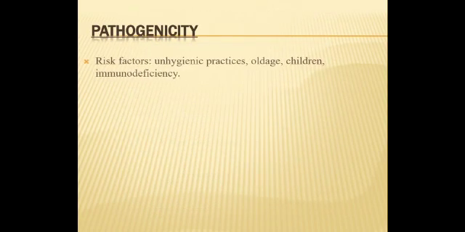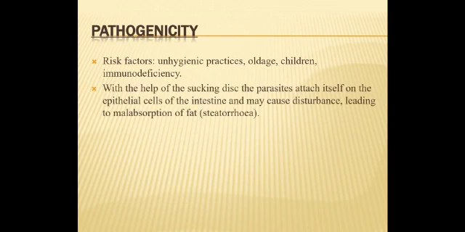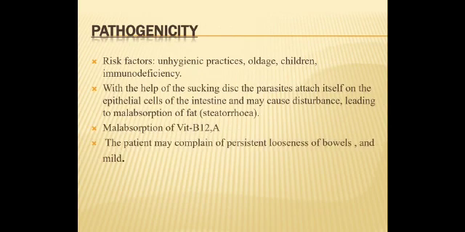Now, pathogenicity. The condition is called giardiasis. The risk factors for getting giardiasis are mainly unhygienic practices, old age and children, and immunodeficiency. With the help of this sucking disc, they attach to the duodenal mucosa and cause malabsorption. Malabsorption of fat is very common. It is called steatorrhea. The other nutrients which are malabsorbed are vitamin B12 and vitamin A.